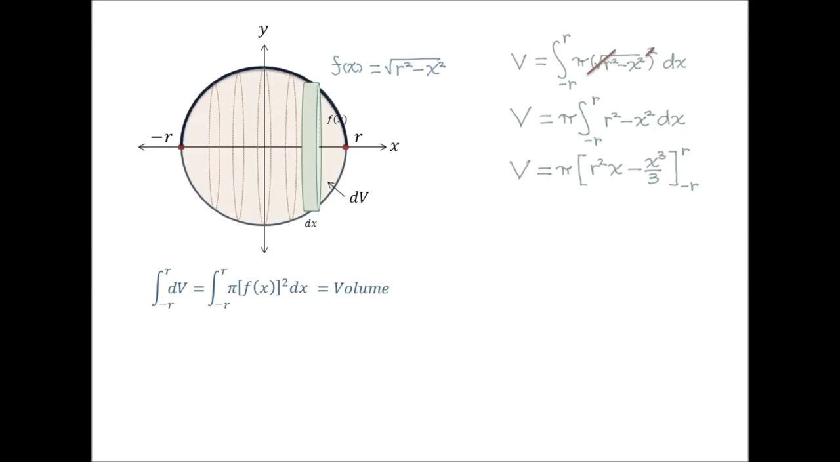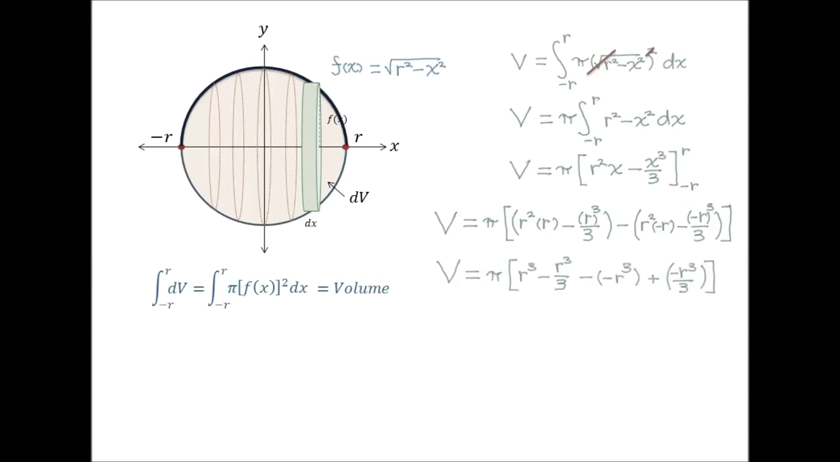Plugging in our limits, we then get the following. Distributing the negative in r squared times negative r and negative times the quantity negative r cubed over 3, and seeing that the quantity negative r cubed is simply negative r cubed, we then get volume equal to pi times the quantity r cubed minus r cubed over 3, minus negative r cubed plus negative r cubed over 3. And seeing that r cubed minus negative r cubed is 2r cubed, and that negative r cubed over 3 minus r cubed over 3 is negative 2r cubed over 3, we then get the following.